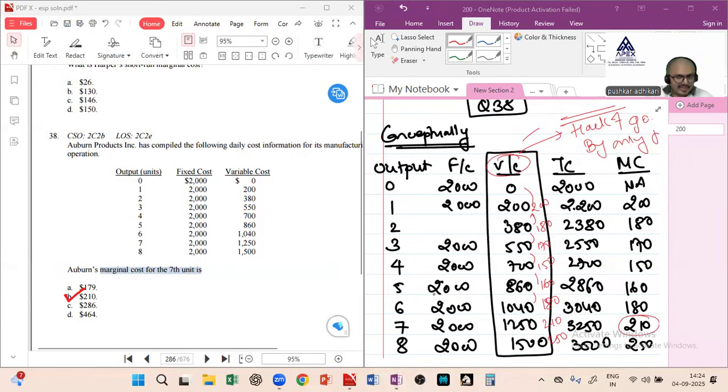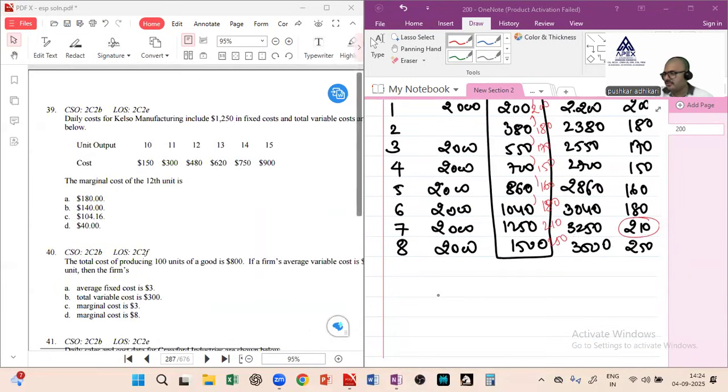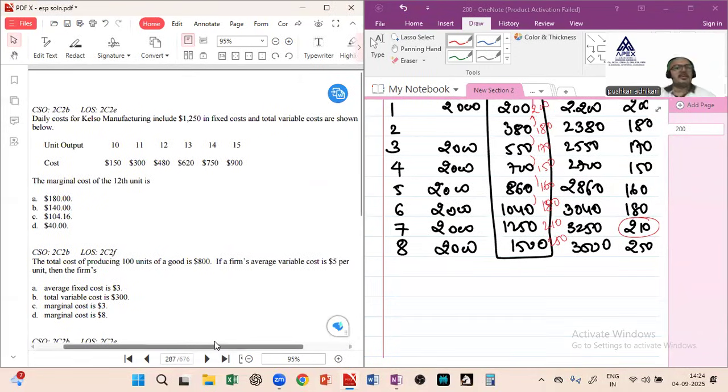Now, the next question that comes your way, if I'm not mistaken, is question number 39. Now, let's take a look at question number 39. What are they saying? Now, this is a different question. They are asking you marginal cost of the 12th unit.